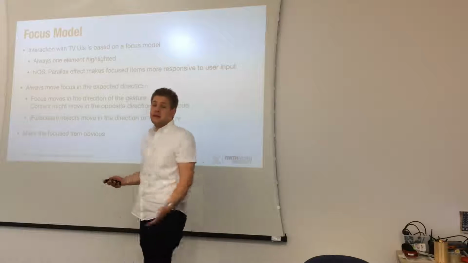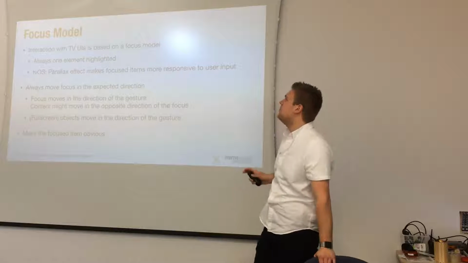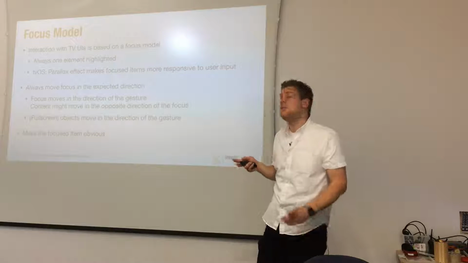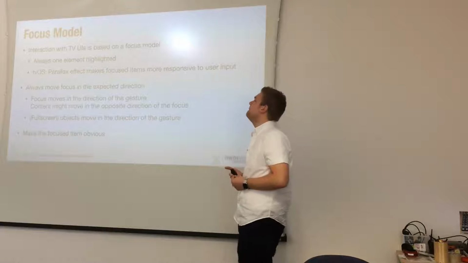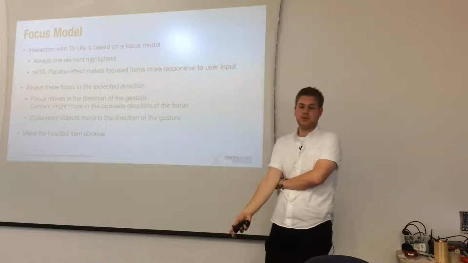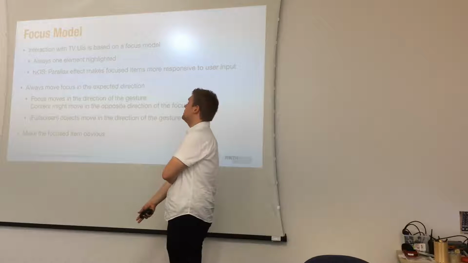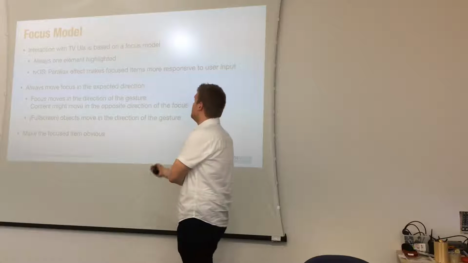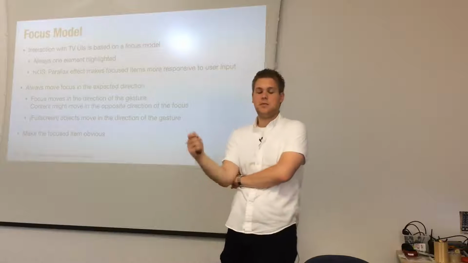As I already said, the selected item has to be very clear. In which state is the UI? What will happen when I press the A button or click on OK? And we will see that the interaction with TV UIs is always based on the focus model. There is always one element highlighted. In the tvOS example, the selected item is even more sensitive to the input of the remote.